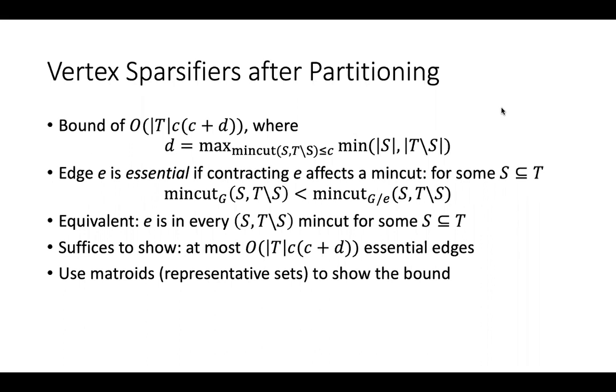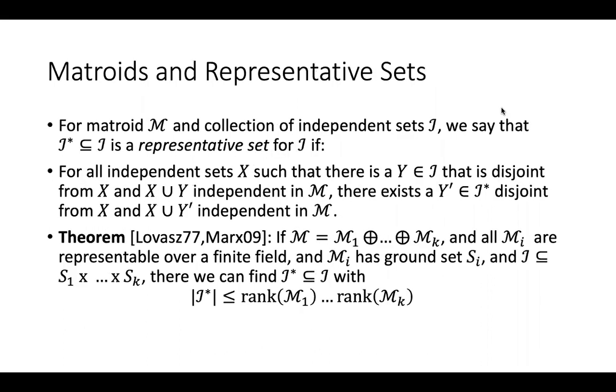So we're going to use matroids and representative sets to show this bound on the number of essential edges. For the purposes of this talk, we can think of a matroid as an object whose ground elements are vectors over some finite field, and independent sets in the matroid are just collections of vectors that are linearly independent.